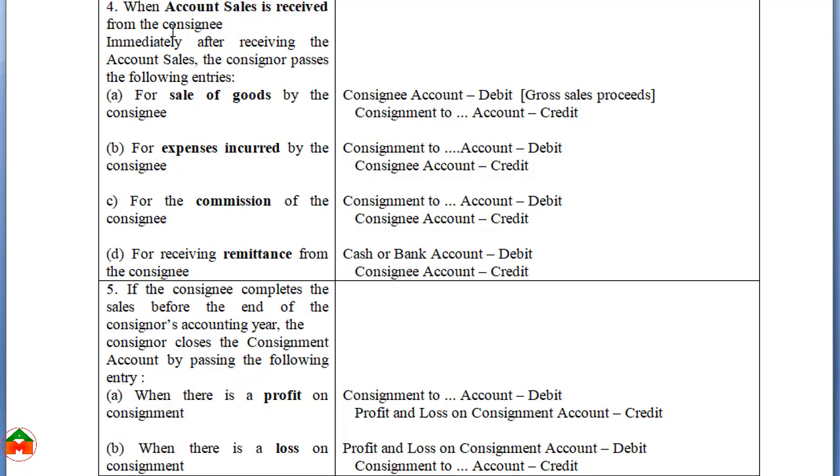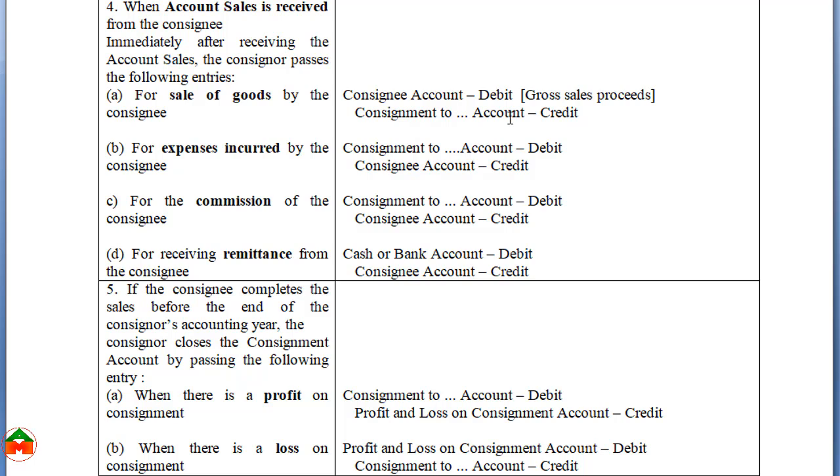I mean, after making any sales, the consignee prepares the account sales, and after receiving the account sales, the consignor should prepare this journal. We can see there are four journals after receiving the account sales. These journals should be made by the consignor. We can see the first journal is for sale of goods. Here, consignee account debit and consignment to consignee credit.